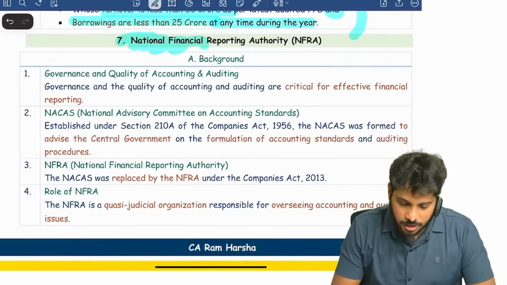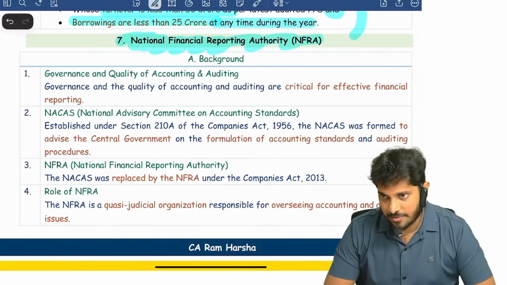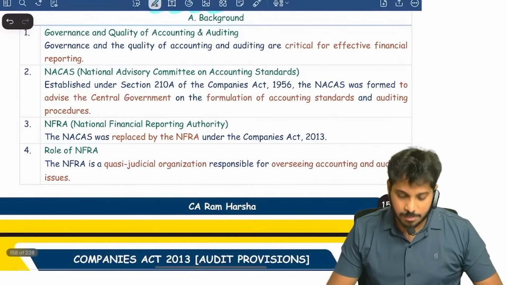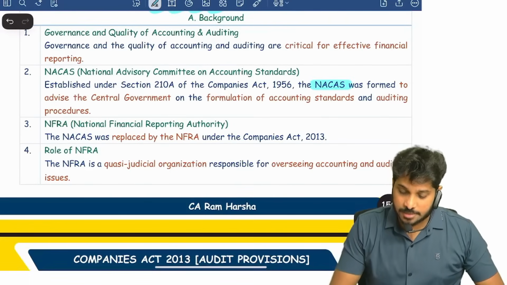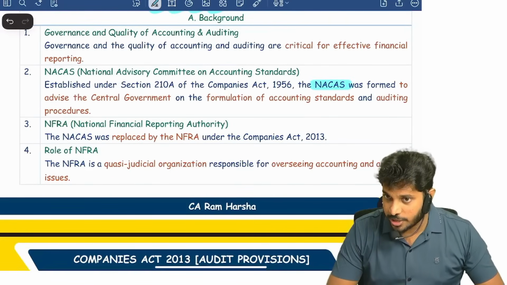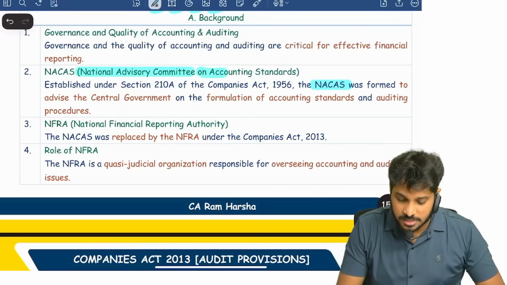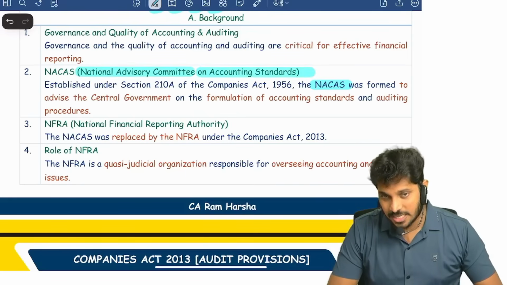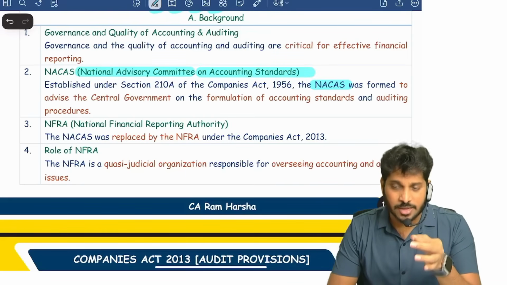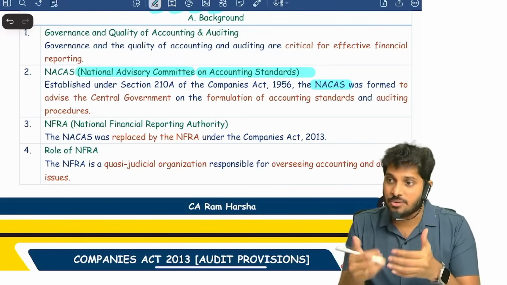Then we have a concept called NFRA. Remember, before NFRA there is a body called NACAS. What is that? National Advisory Committee on Accounting Standards. So what is the objective of NACAS? They will recommend to the central government about accounting standards.